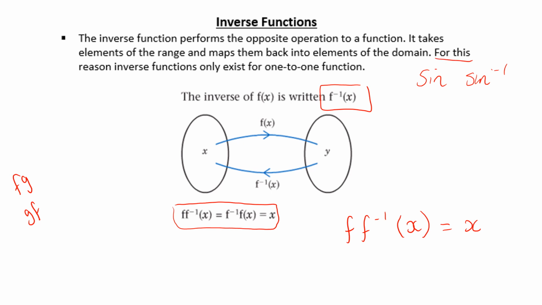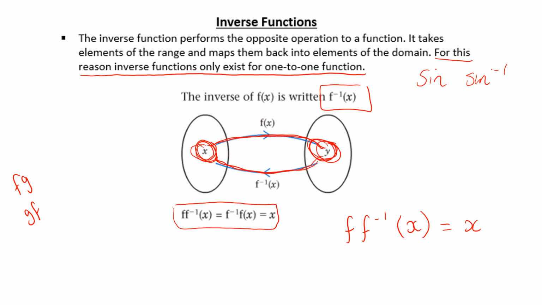One more thing I've just noticed is really important in this slide. For this reason, inverse functions only exist for one-to-one functions. In our first lesson on functions, we talked about the idea of one-to-one or many-to-one, that sort of thing. An inverse only exists for a one-to-one function because you have to be able to go round and round in circles. So you have to be able to go from an input to an output, and then from that output back to the same input, and then from there to that output again, and then from that output back to that same input.